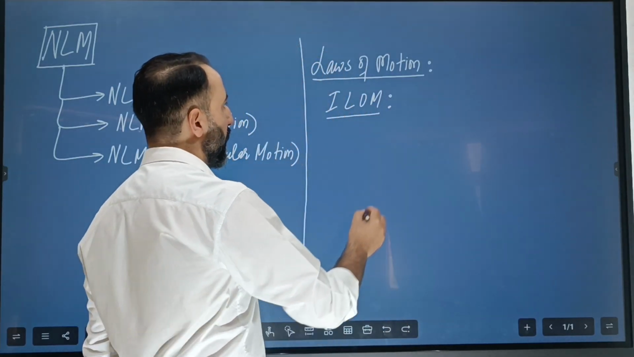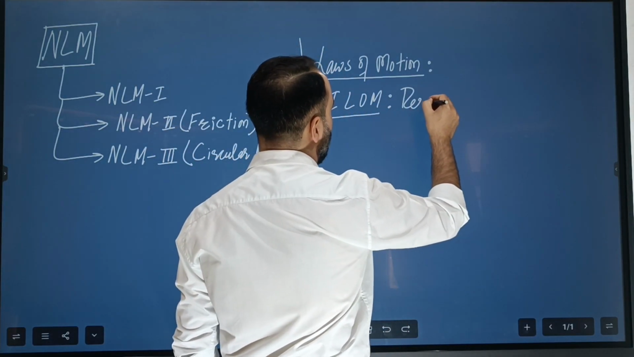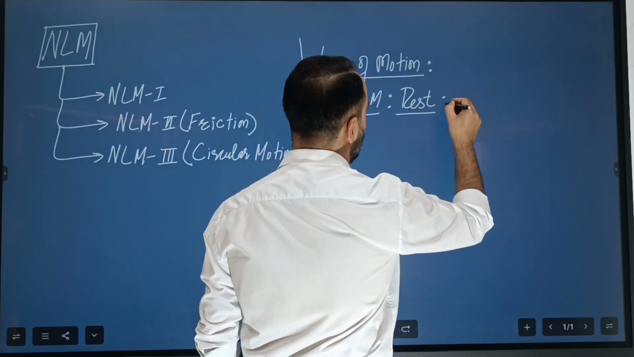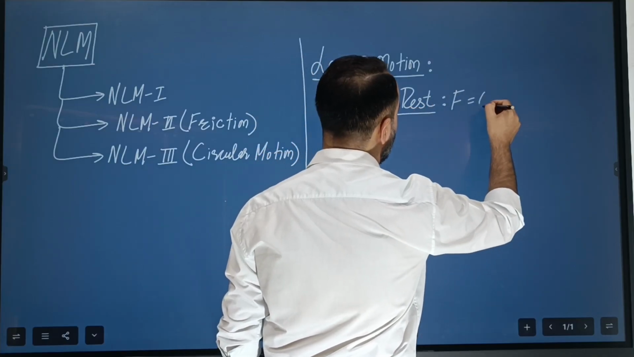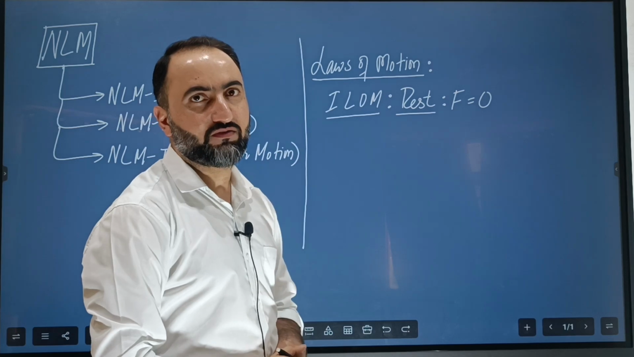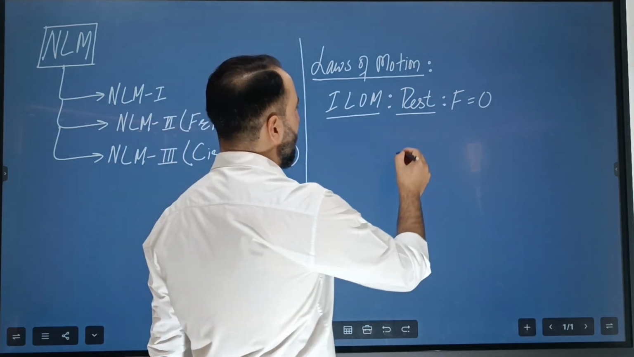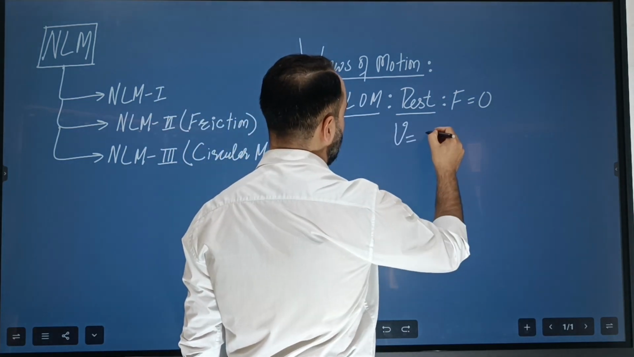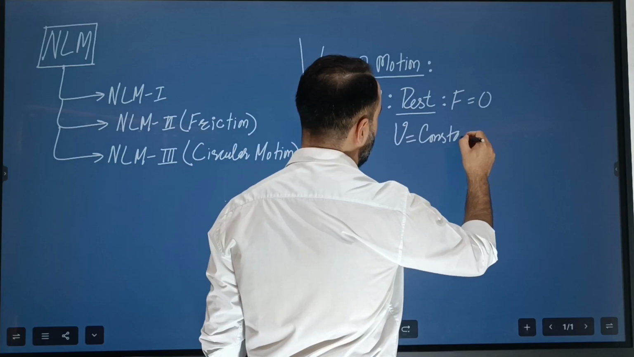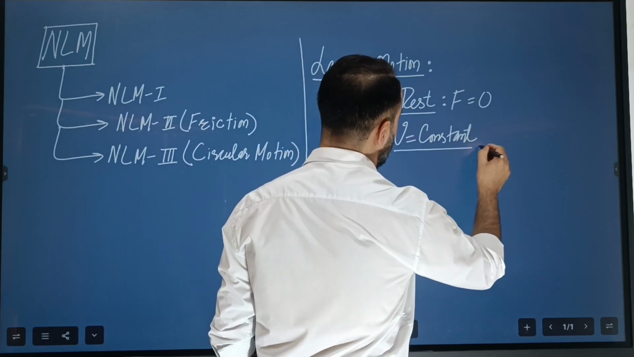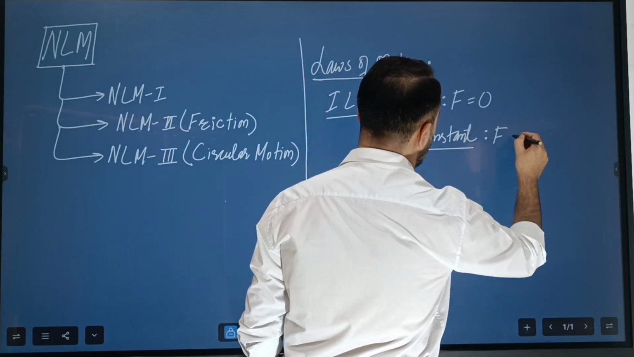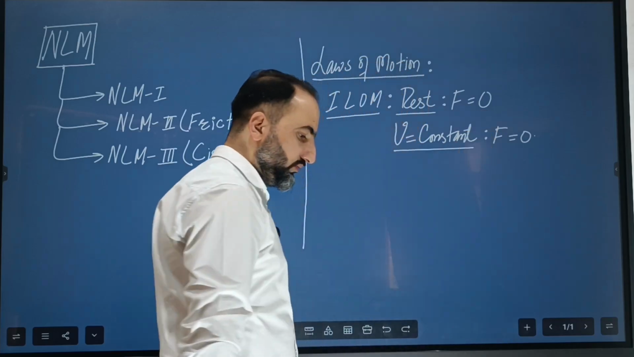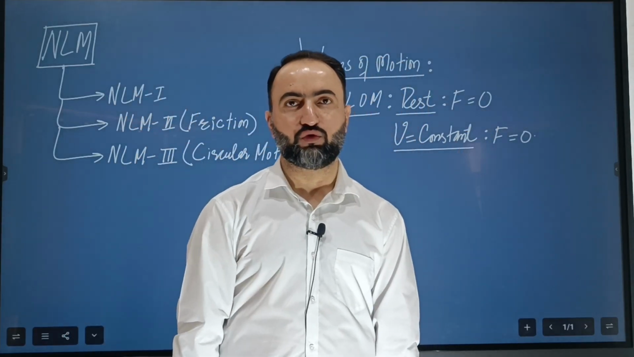Number one: whenever a body is at rest, the net force on this body is equal to 0. This is statement number one. And number two: whenever a body is moving with a constant velocity, if the velocity of a body is constant, in that case the force is also equal to 0. This is the first law of motion for you.